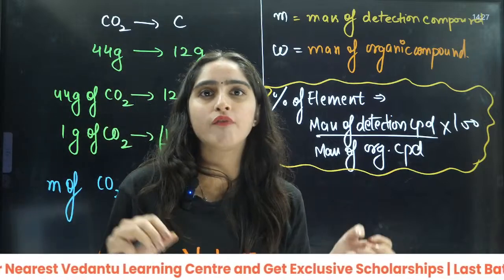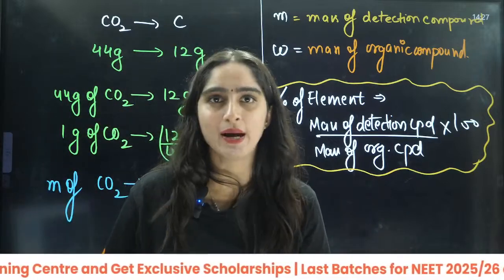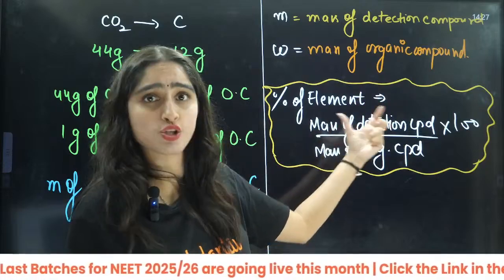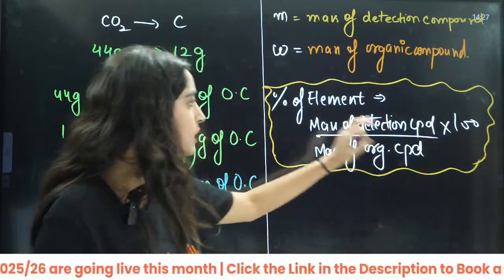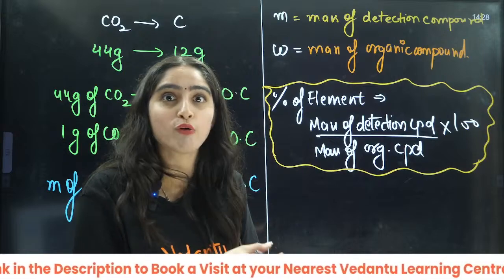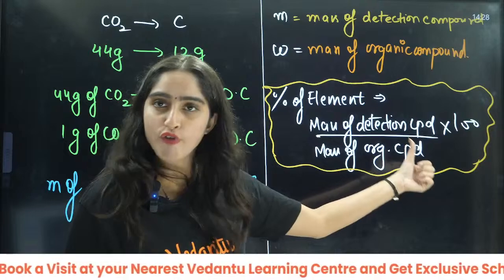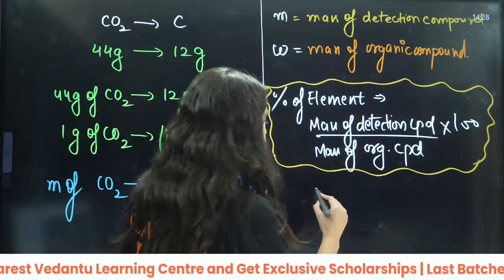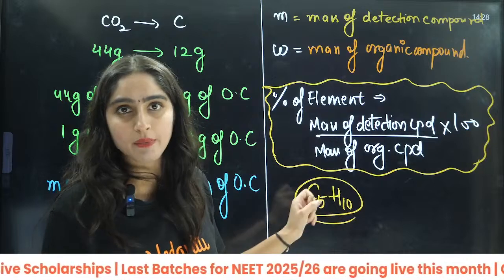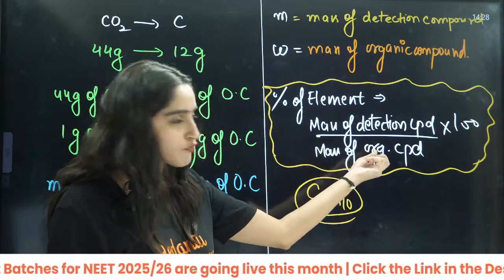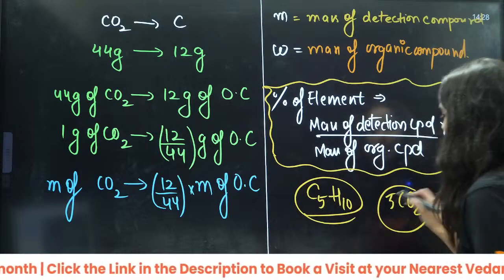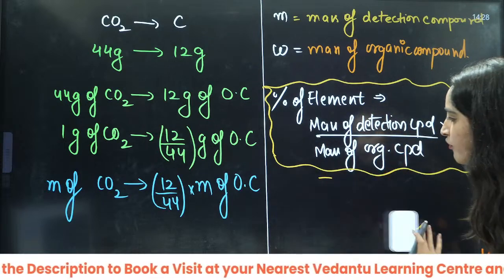For example, you have 20 chocolates. Now 5 chocolates are of Munch. Then how will you calculate the percentage of Munch chocolates? You will say mass of Munch chocolate divided by total mass of chocolates multiplied by 100. Same thing we have applied here. Mass of detection compound, that means how much carbon dioxide is released. The amount of carbon dioxide released is the amount of carbon present here. Divided by mass of organic compound, that is the total organic compound. For example, you have C5H10, this kind of organic compound, and you want to calculate the percentage of carbon here. You will see total mass of organic compound over mass of detection compound. So mass of carbon dioxide by mass of organic compound multiplied by 100 will tell us the percentage.